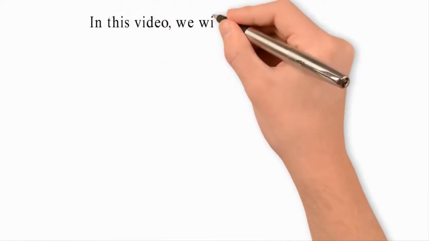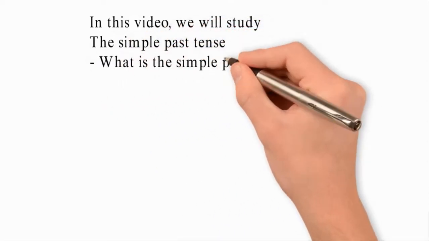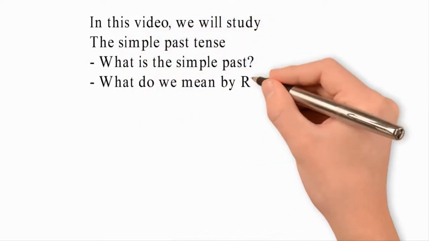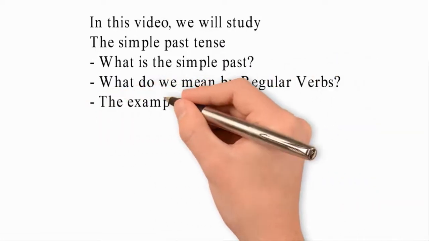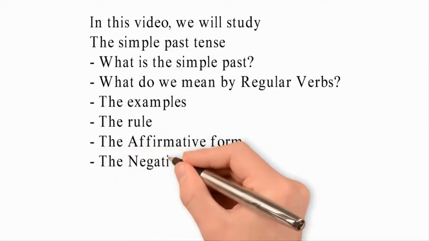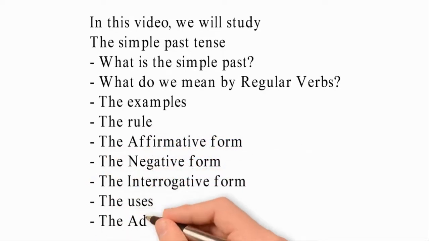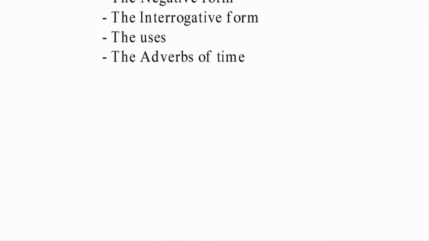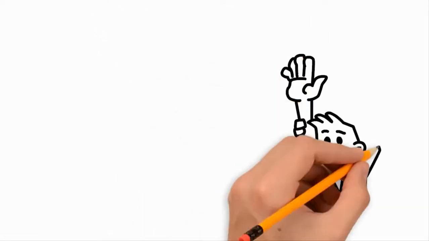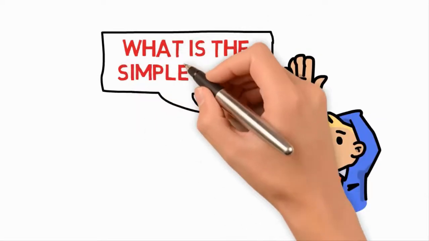In this video, we will study the simple past tense. What is the simple past? What do we mean by irregular verbs? The examples, the rule, the affirmative form, the negative form, the interrogative form, the uses, and the adverbs of time with the past simple. Question: what is the simple past?